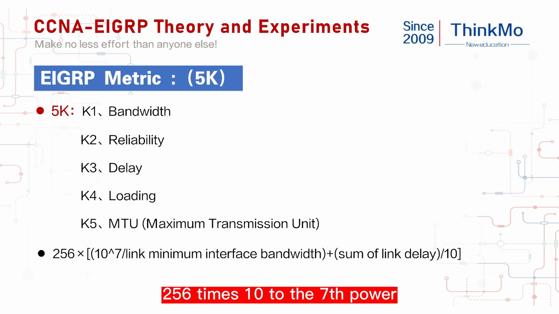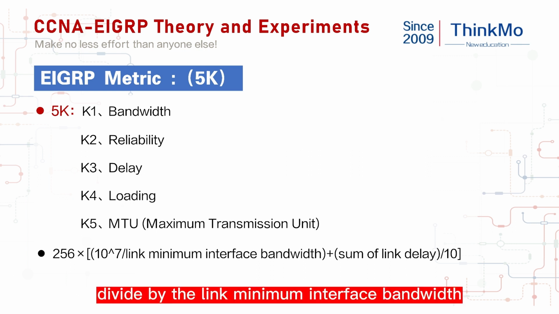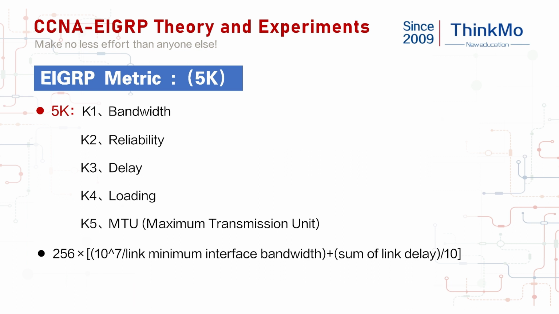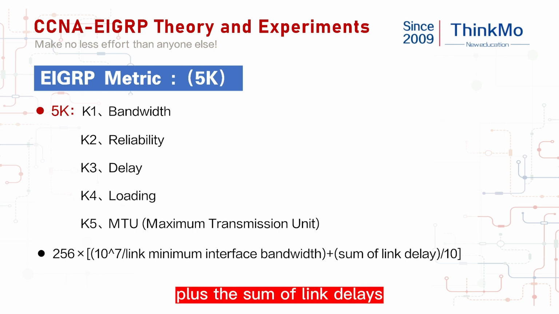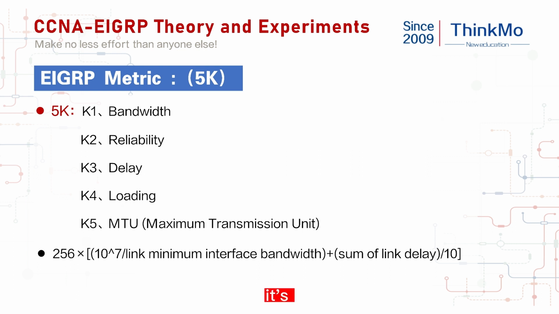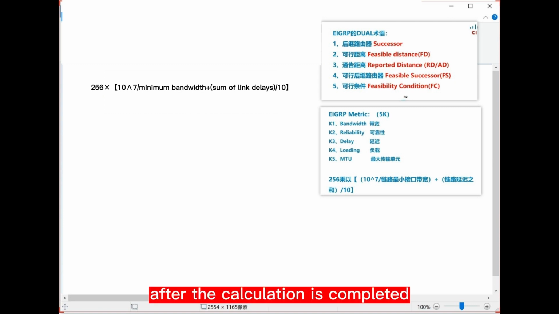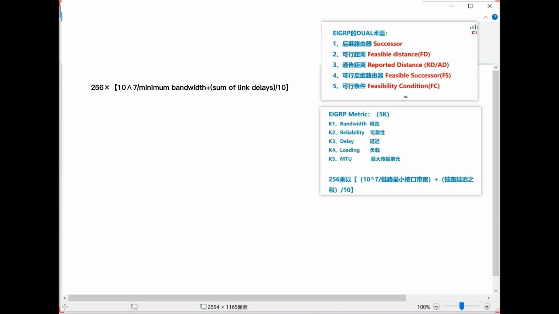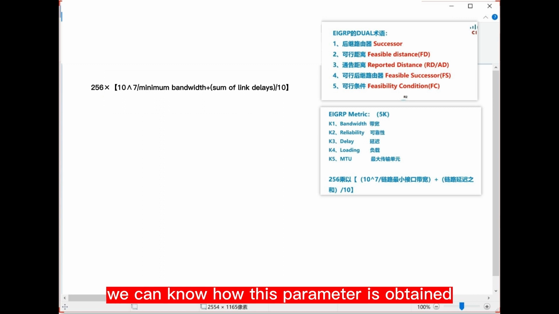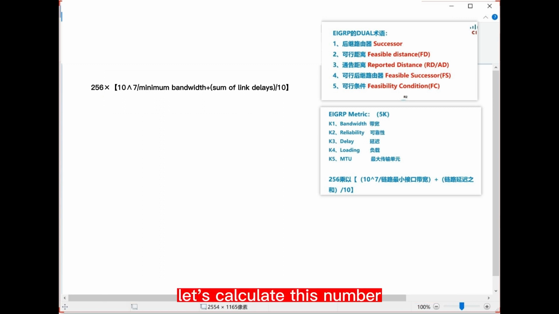256 times 10 to the 7th power, divide by the link minimum interface bandwidth, plus the sum of link delays, divide by 10. This formula is a bit more complicated. It's okay. Let's do a calculation on it later. After the calculation is completed, we can know how this parameter is obtained. Let's calculate this number, like the 435200 we just saw. Then let's study.